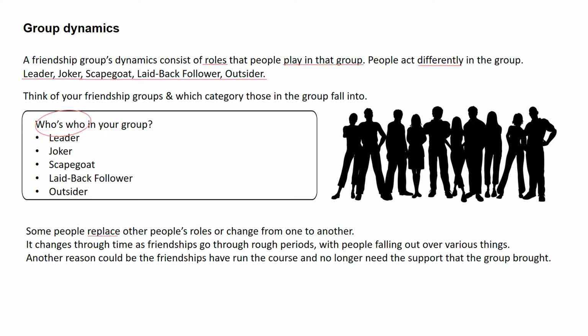Some people replace other people's roles or change from one to another. It changes through time as friendships go through rough periods, with people falling out over various things. Another reason could be the friendship has run its course and no longer needs the support that group brought.